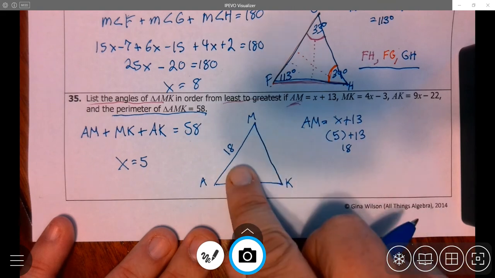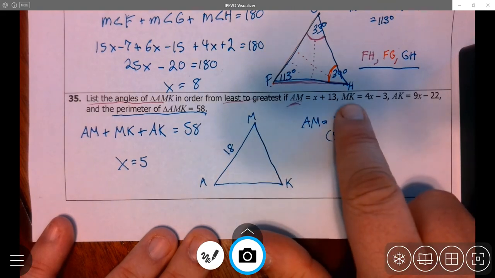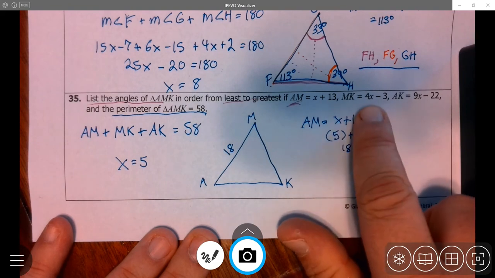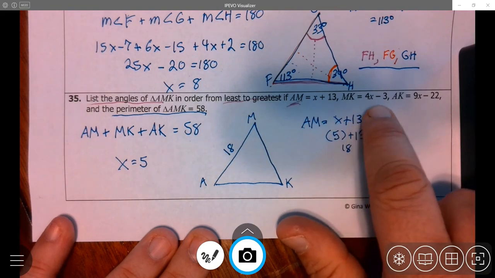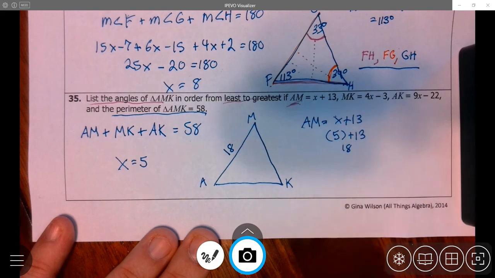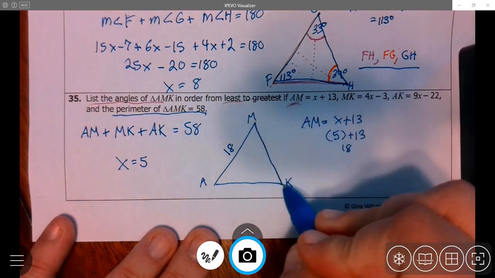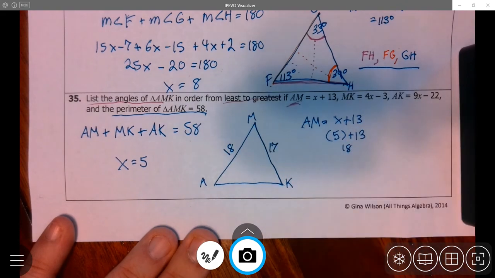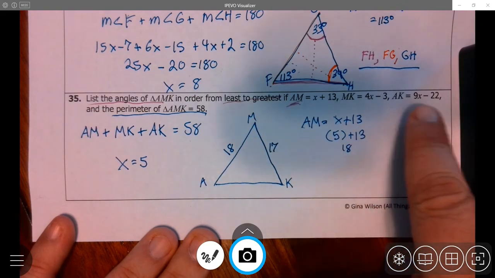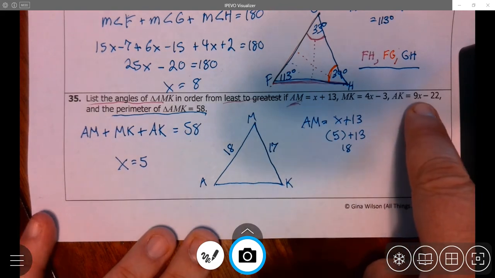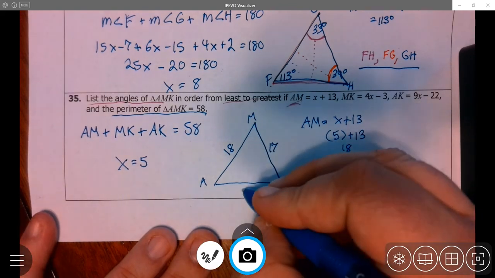I'm going to repeat that process for the side lengths MK and AK. So it would be 4 times 5 minus 3. 4 times 5 is 20, minus 3 is 17 for MK. Be careful where you're labeling. And then for AK, 9 times the x value of 5. 9 times 5 is 45, minus 22 is 23.